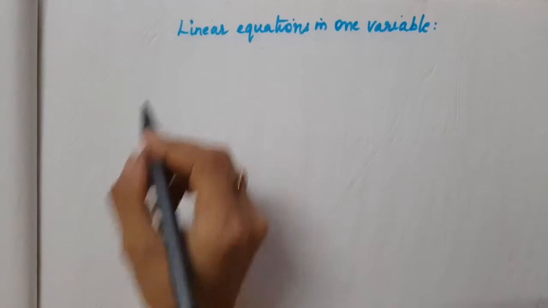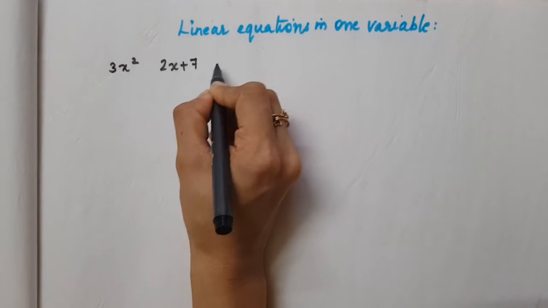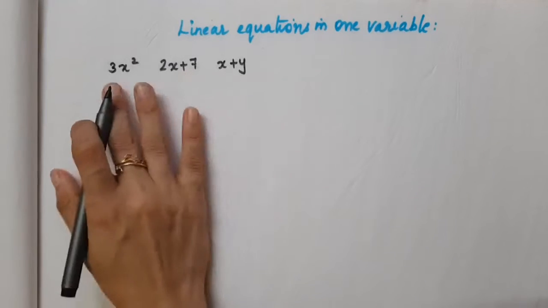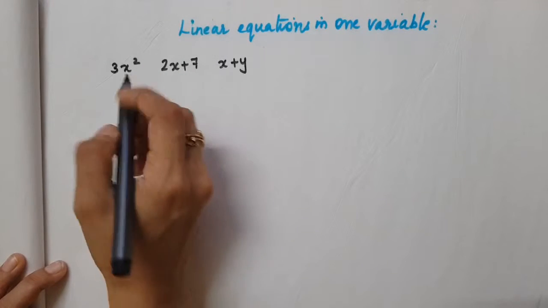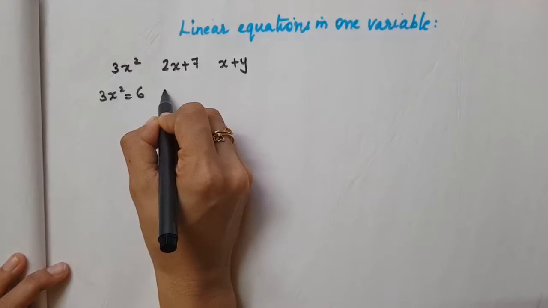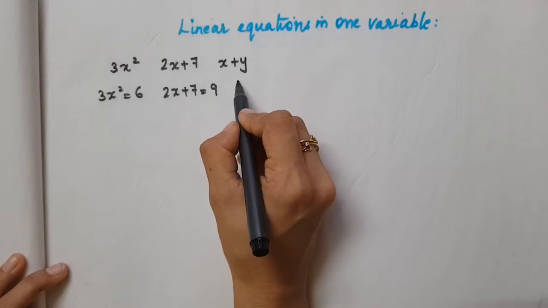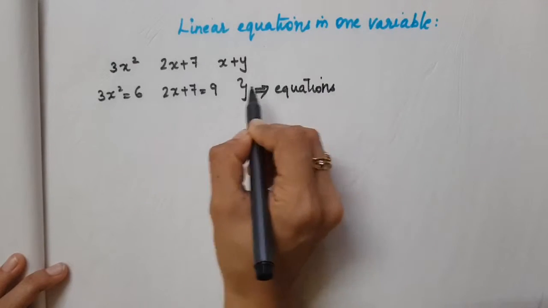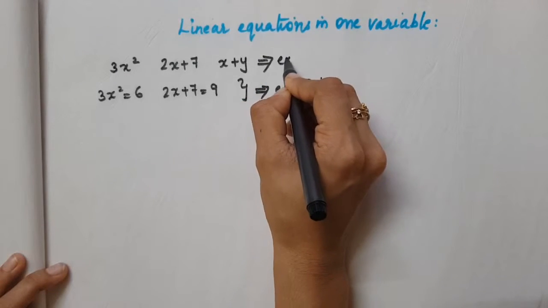So what is an expression? These are examples of expressions. Expressions don't have an equal to sign. There is no equal to sign in expressions. But when we give an equal to sign and a number to these expressions, that is, let's say 3x square is equal to 6, 2x plus 7 is equal to 9, these are equations. Because there is an equal to sign, these are called equations. And these are just expressions.